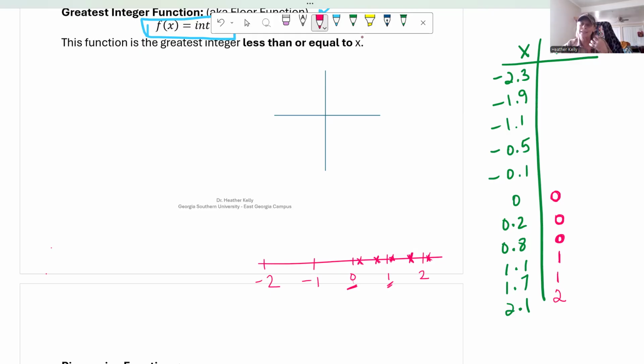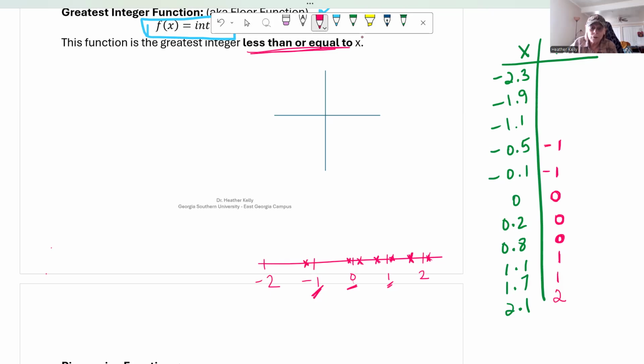The negative numbers tend to give you a little bit of trouble. That's why a picture is really helpful. If we talk about -0.1 here, the greatest integer is -1. Remember, it says the greatest integer less than or equal to x. -1 is less than 0. This is also going to be -1.